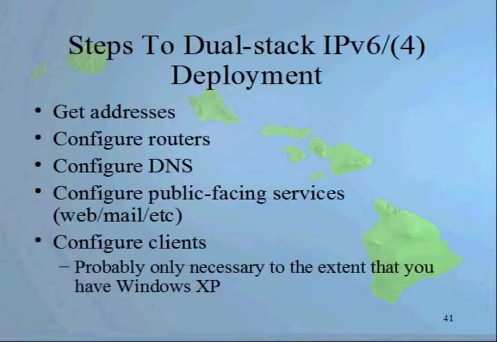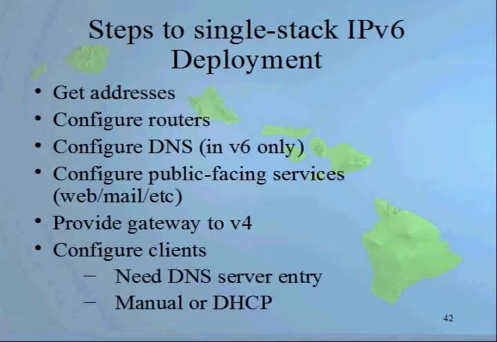Steps to a single stack environment: get addresses, configure routers, configure DNS in v6 only, configure public facing web services, webmail, etc. Provide a gateway to v4. I've got an example of one to show you. And when I say gateway there, I mean a translator, not a gateway like a router. Something that translates between v4 and v6 packets. And then configure your clients.